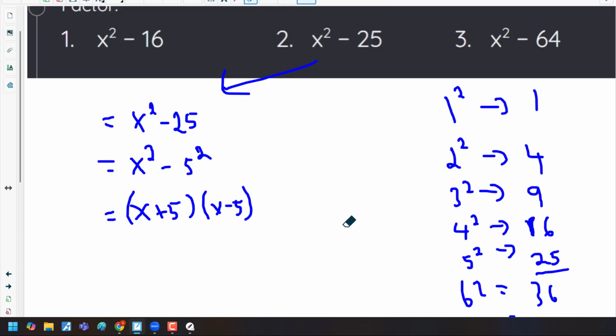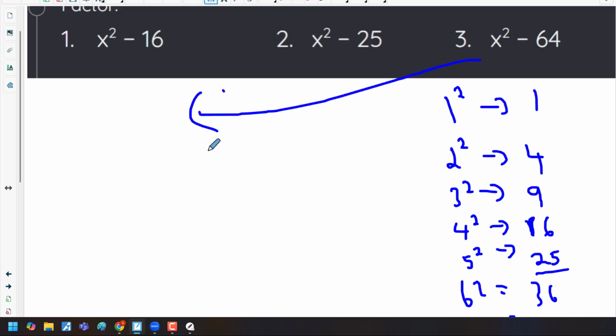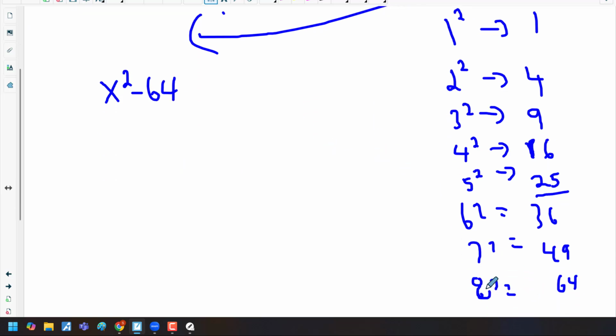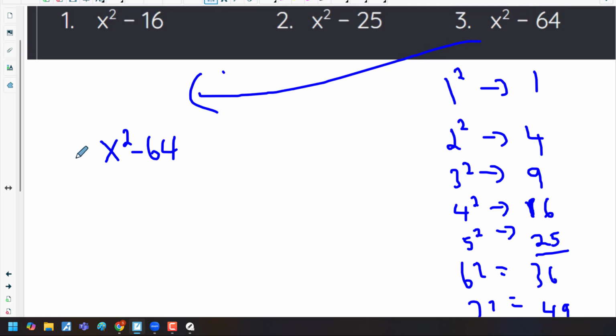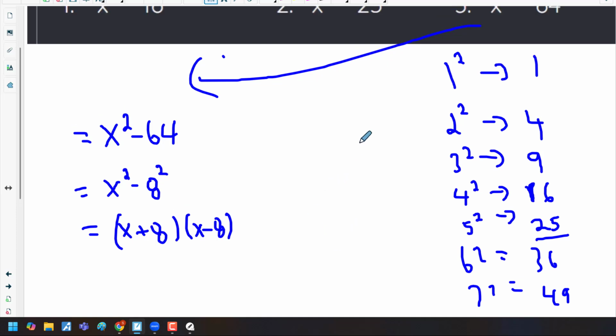And we're going to do another example now. X squared minus 64. We know 64 is right over here, 8. So this is rewritten as x squared minus 8 squared. And this can be now written as x plus 8, x minus 8. That's the answer.